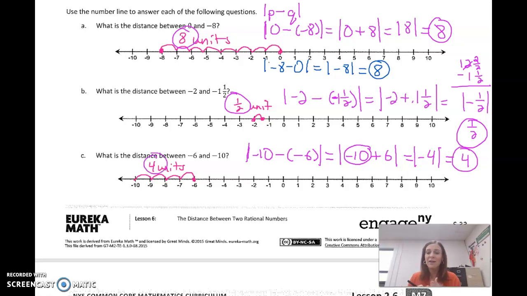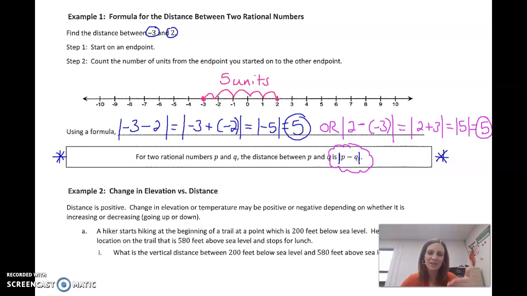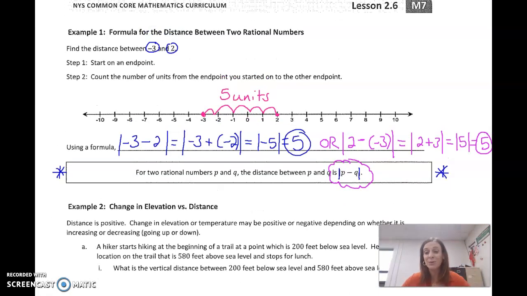Anyway, this formula here, guys, is going to help us find the distance between 2 points. And what I want you to take away is that it doesn't matter which one comes first, because if the endpoints are the same, then the distance between them will be the same.